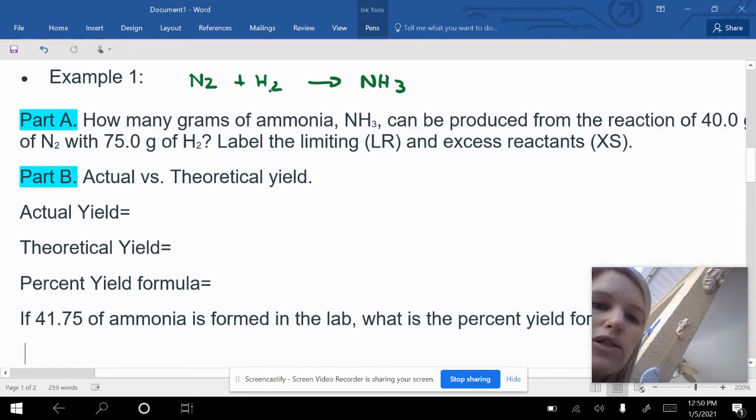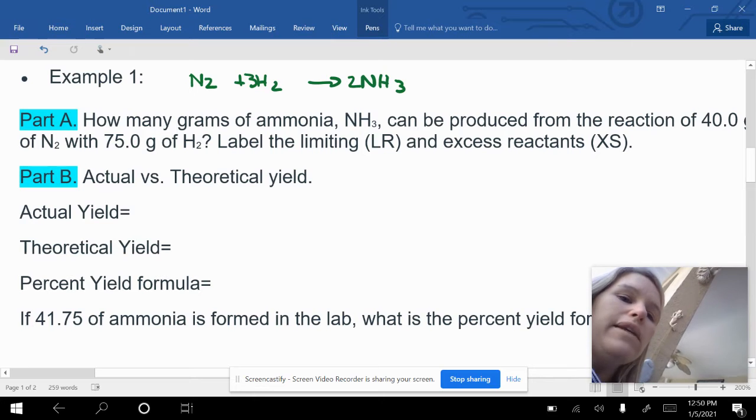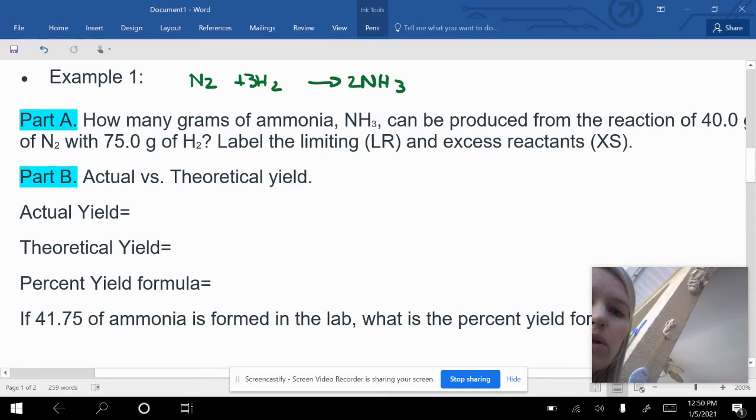So we know we have a 3 and a 2 here, so let's make them both equal 6. So that's going to be a 3, that's going to be 2, and this is already 2. Okay, so we're good. Now, in this situation, I also like to write below what I have. So I have 40 grams of this, and I have 75 grams of this.